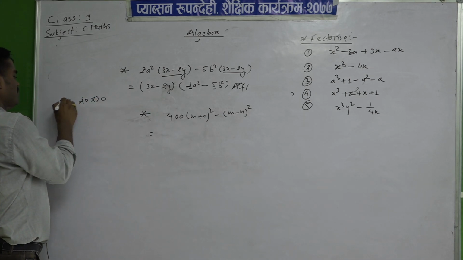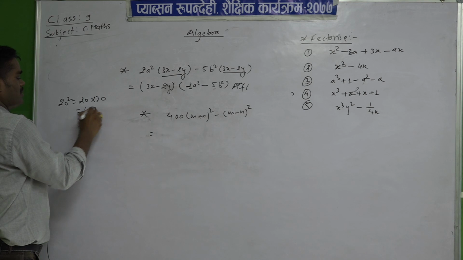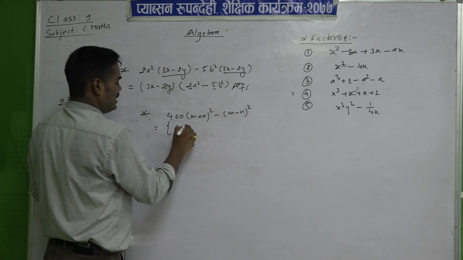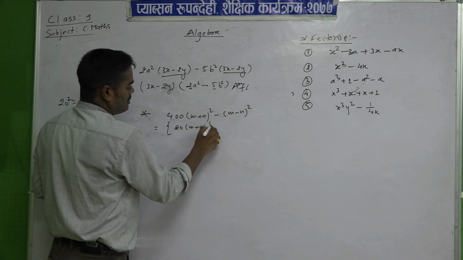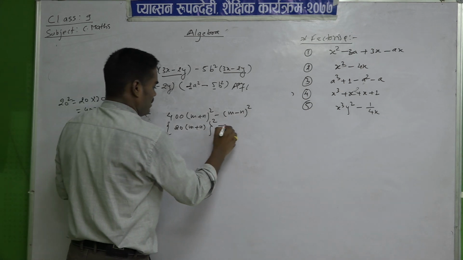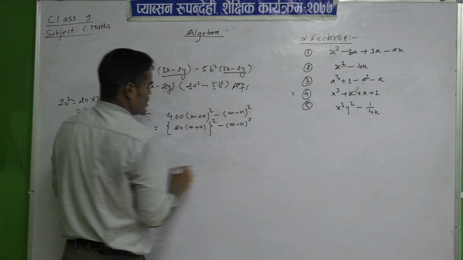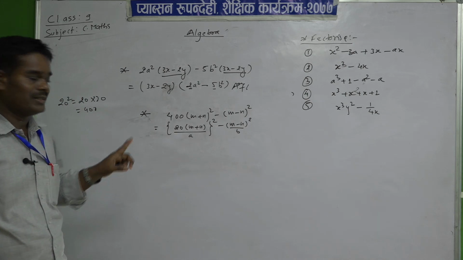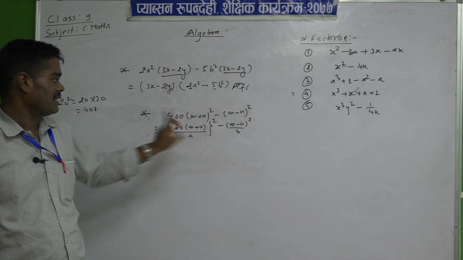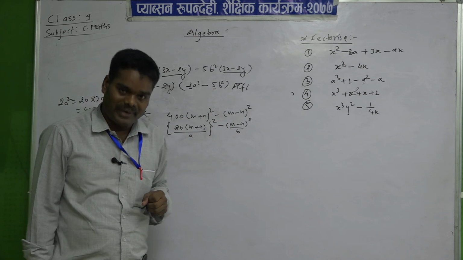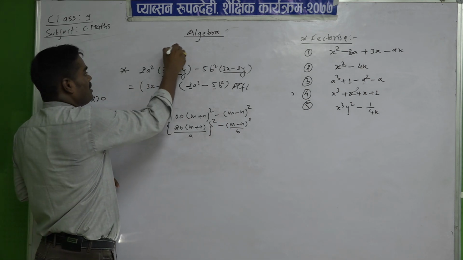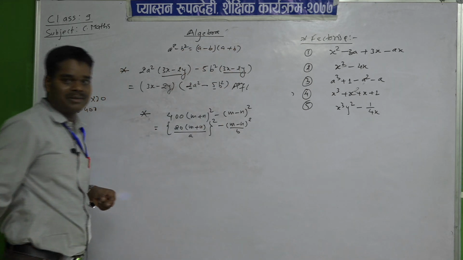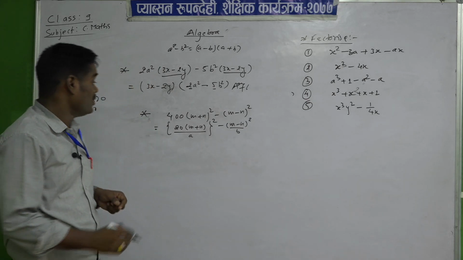The square of 20 is 400. So we can write this, putting a curly bracket: 20 into m plus n whole square, and then m minus n whole square. So this complete is A and this complete is B. This complete, 20 bracket m plus n, is A, and m minus n is B. Again we have to use the same formula: A square minus B square means A minus B, A plus B.